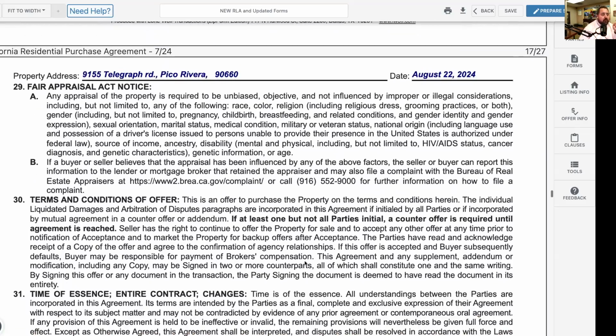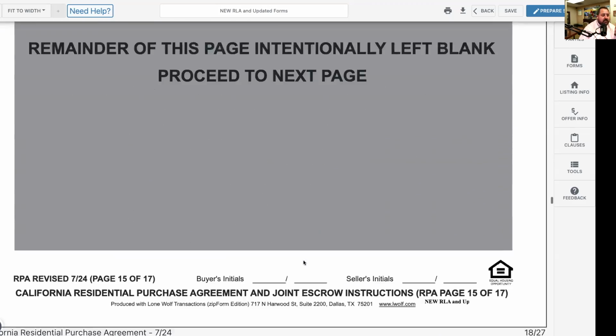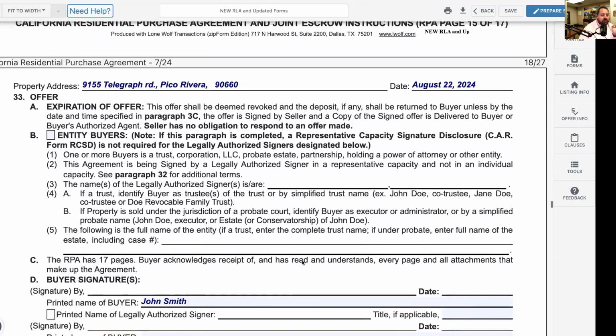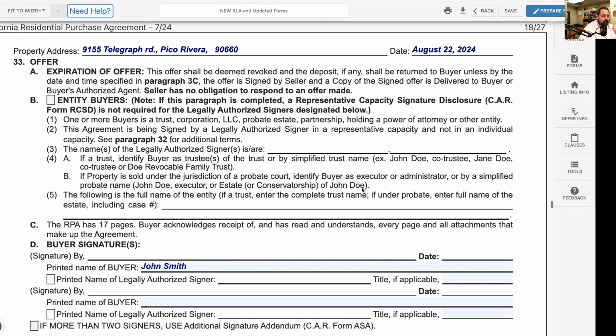Now, what I would suggest when we get down here to this section is, if for some reason you have an entity buyer, make sure you're checking this box off and putting the names of the legally authorized signers in here, so that you can actually have them sign their name for the entity.